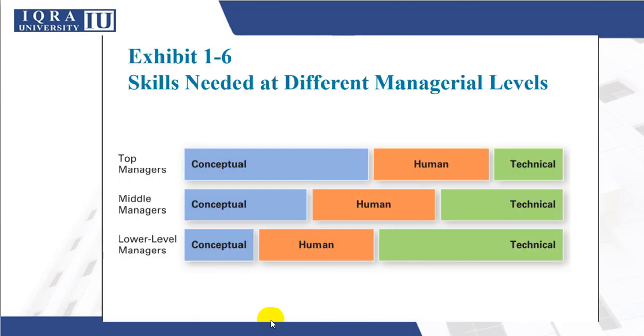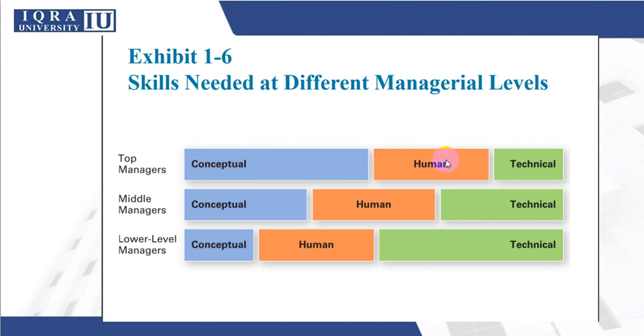So now if we talk about skills needed at different managerial levels, if we talk about top managers first, top managers require more conceptual skills, because obviously they are at the top management. They foresee the vision, they look after the organization's problems and policies, and they are the ones who are driving the organization with their concepts, with their mindset. So that's why they need more conceptual skills.